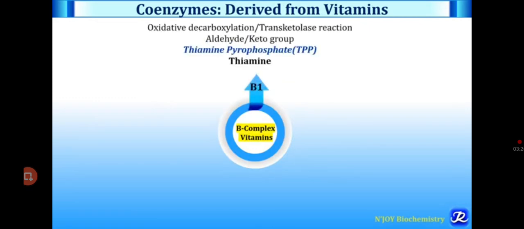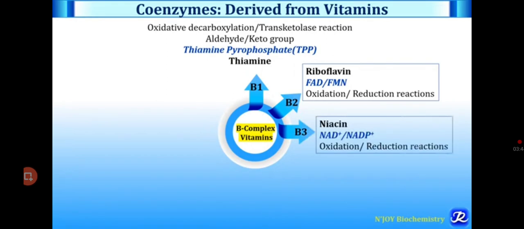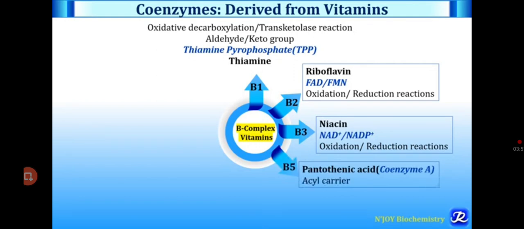B complex vitamins include vitamin B1, which is also called thiamine, and the coenzyme is thiamine pyrophosphate, required for oxidative decarboxylation and transketolase reaction. B2 is riboflavin, and the coenzymes are FAD and FMN, which are required for oxidation reduction reactions. Vitamin B3 is niacin, and the coenzymes are NAD+ and NADP+, required in oxidation reduction reactions. Vitamin B5 is pantothenic acid, and the coenzyme is coenzyme A, the acyl carrier.